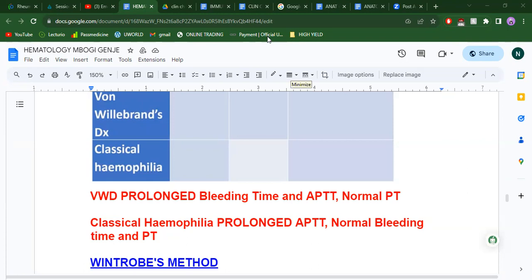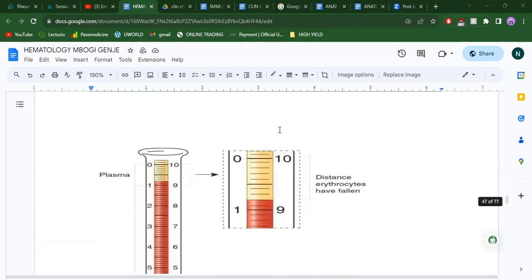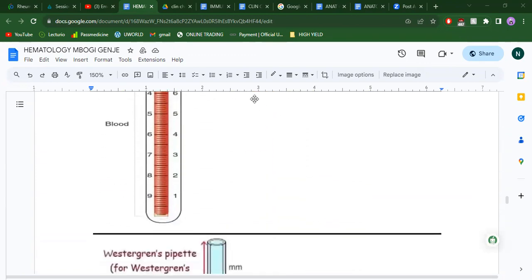Classical hemophilia is which hemophilia, A or B? A, that is the classical one. Then B, the Christmas disease, factor 9. So there's this.